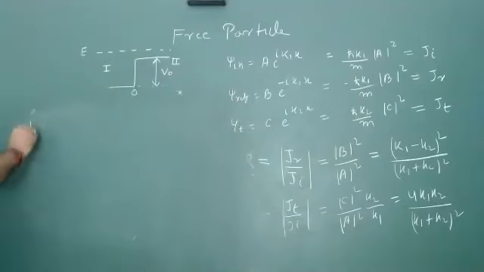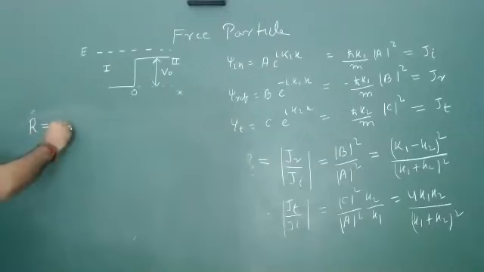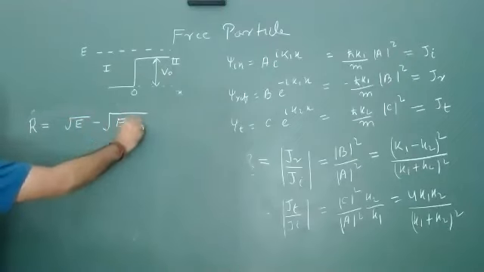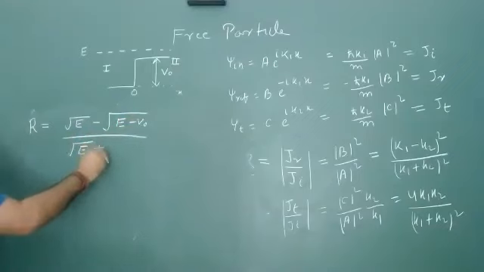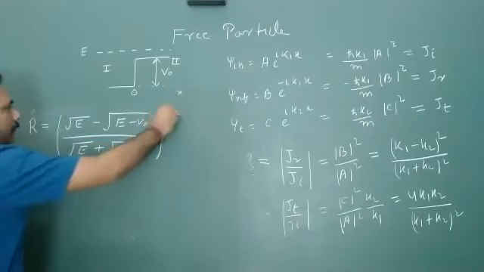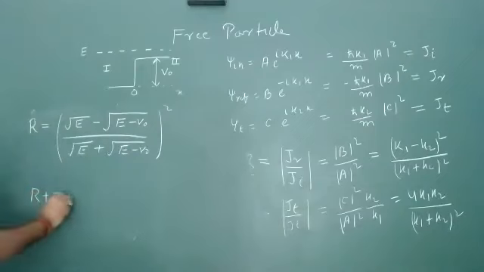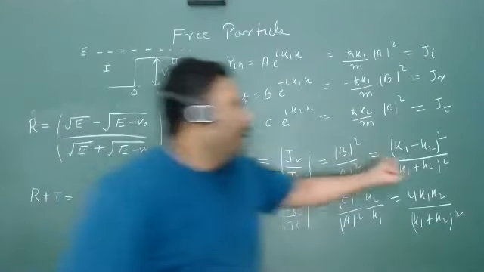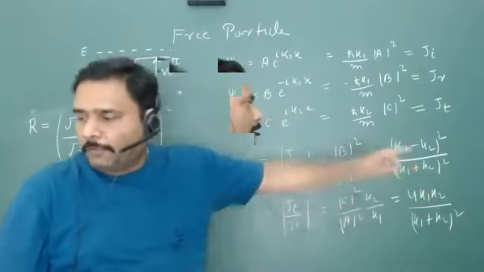Now, the reflection coefficient R is k1 minus k2 over k1 plus k2, whole squared. I can put in the values of k1 and k2, so you get root E minus root under E minus V naught upon root E plus root under E minus V naught. So this is the reflection coefficient. And if you add R plus T, then k1 minus k2 whole square plus 4k1 k2 will give you k1 plus k2 whole square.